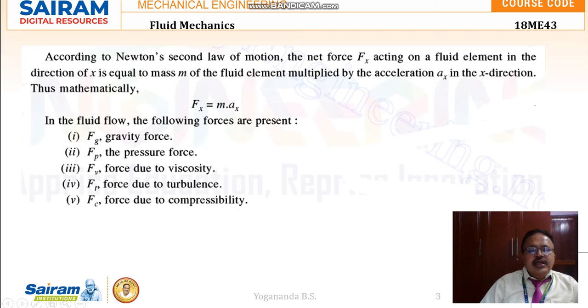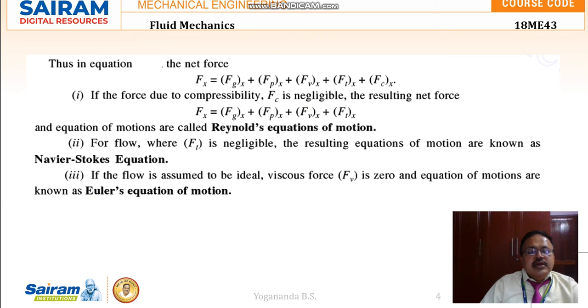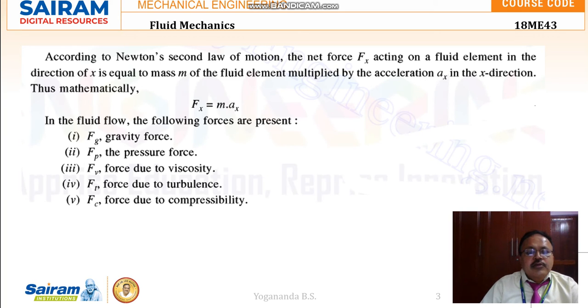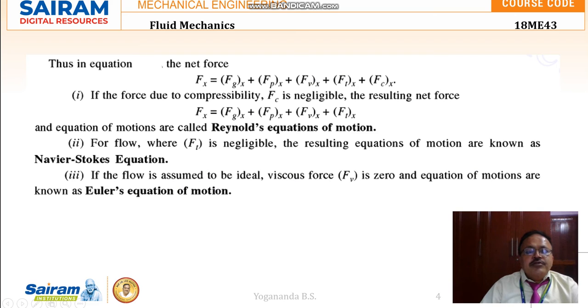Considering the flow of the fluid in the x direction, the net force acting on the fluid element is given by the product of mass m and acceleration ax. In the fluid flow, we have to consider the following forces: Fg, the gravity force; Fp, the pressure force; Fv, the viscosity force; Ft, the turbulence force; and Fc, the compressibility force. Thus, Fx is equal to m into ax, so the net force Fx is equal to Fgx plus Fpx plus Fvx plus Ftx plus Fcx, considering all these forces in the direction of x.